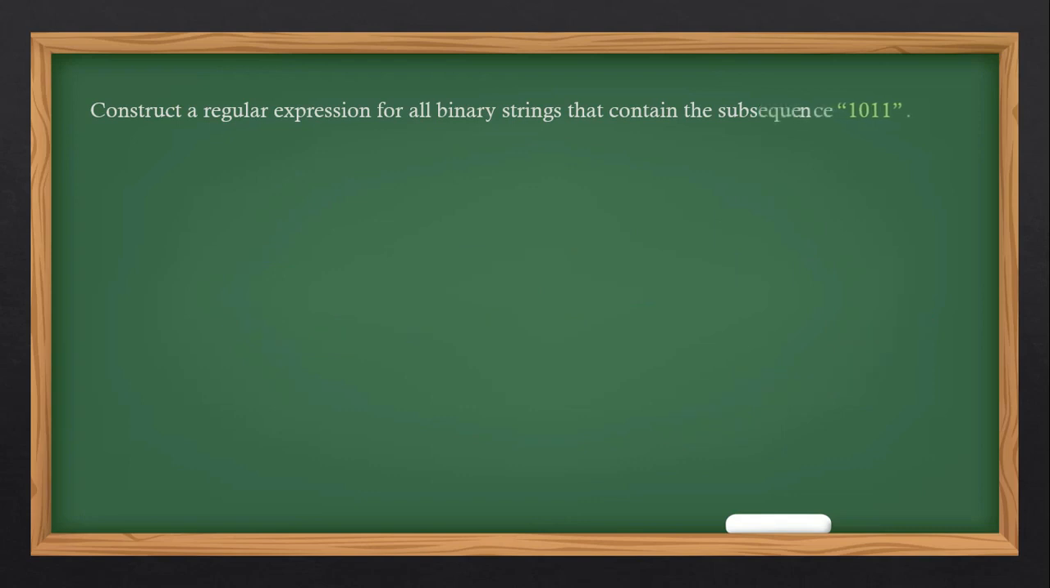Next question. Now, this is interesting. This is the same question. Instead of substring, we just have subsequence. So what is the difference between a substring and a subsequence? Well, in a substring, 1011 must be consecutive, so 4 consecutive symbols. In a subsequence, we are going to get 1011, but there is no guarantee they will be consecutive. So there can be other symbols in the middle of those.